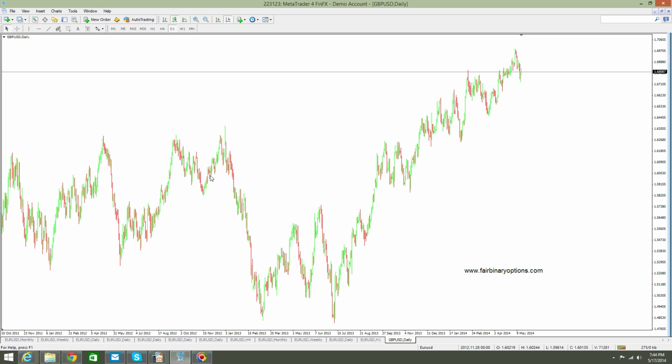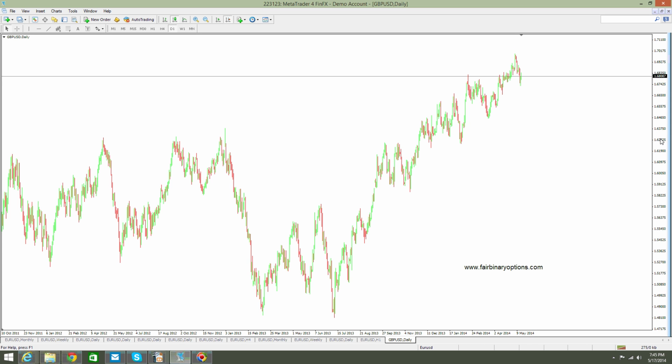Hello guys, this is fairbinaryoptions.com and we're looking at the Great Britain Pound US dollar. Like the name of this analysis suggests, the Great Britain Pound US dollar looks bullish on higher time frame. Now take a look at this time frame. This is a daily chart.